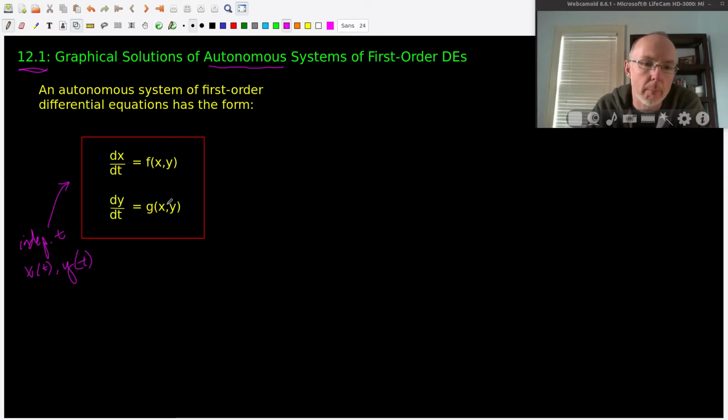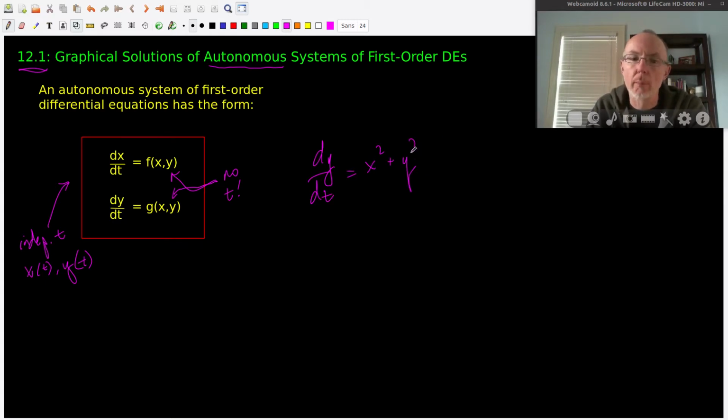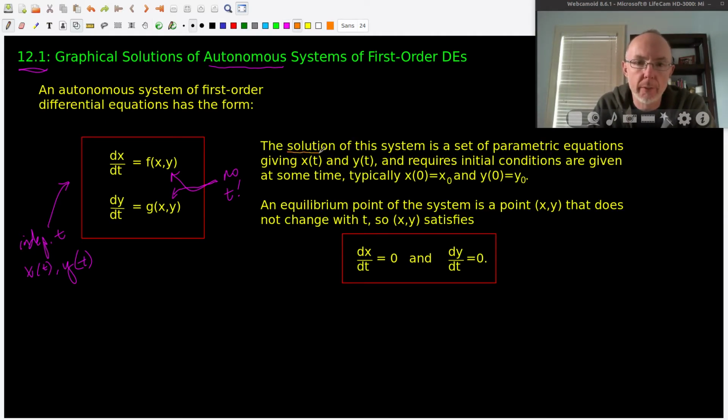And what makes this autonomous is that the right-hand sides of these DEs don't involve the independent variable t. They only involve the dependent variables x and y. So for example, if I had the differential equation like this, that's an autonomous differential equation, but if I added t in there, then it's not autonomous anymore. So we're only considering the ones that don't involve t explicitly in the right-hand side, although x and y both depend on t. So we talk about the solution of this system literally being the two functions x and y that depend on t.